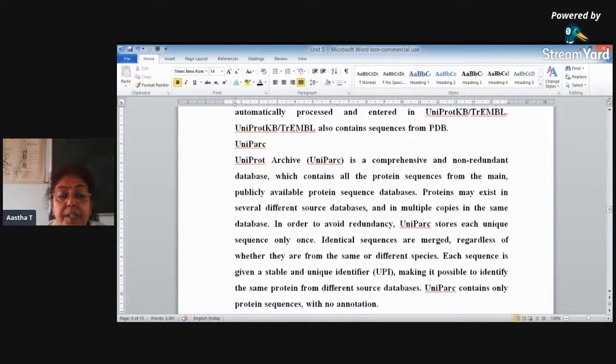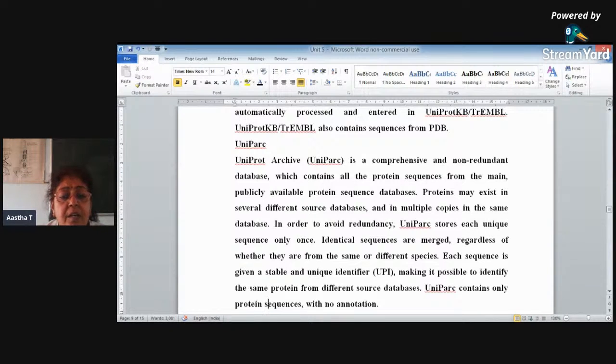Proteins may exist in different source databases, or in multiple copies in the same database. In order to avoid redundancy, UniParc stores each unique sequence only once. So it may be possible that a researcher from India is doing the same sort of research and submitting the protein sequence, or its role or function or some characteristic feature, to the PDB, protein database. Some person from France is doing the same type of work, so there will be repetition. That is known as redundancy. To avoid that redundancy, UniParc has been generated.